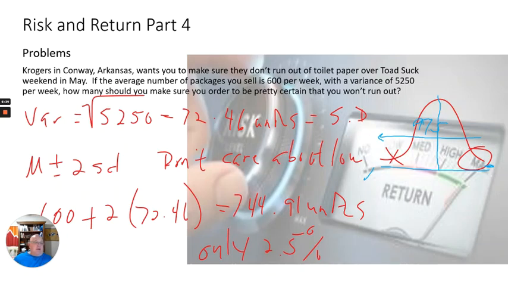So the question then is, how do we find it on the scale down here? What we're going to do is take the mean and add and subtract 2 standard deviations, really only add this time because we don't care about the low end. So we take the mean of 600 units plus 2 times the standard deviation. How do we find the standard deviation? Well, they gave us the variance. All we had to do is take the square root of it. So 72.46 units is what 1 standard deviation is.